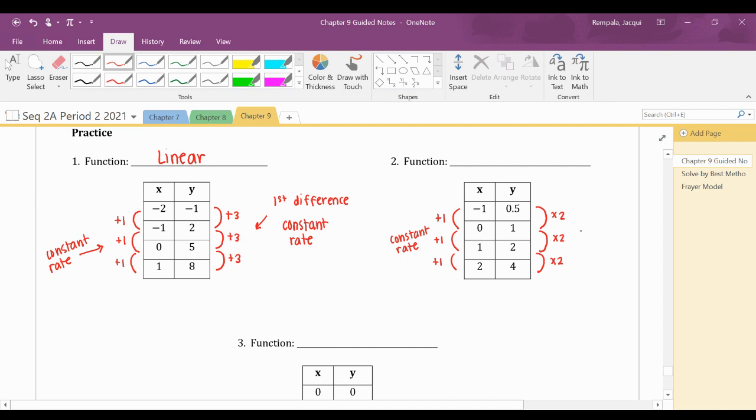So notice that because we are, in this case, going to multiply by a common ratio, which in this case is 2, that means when we multiply those y values, we have an exponential function.